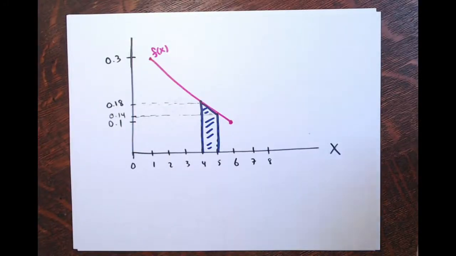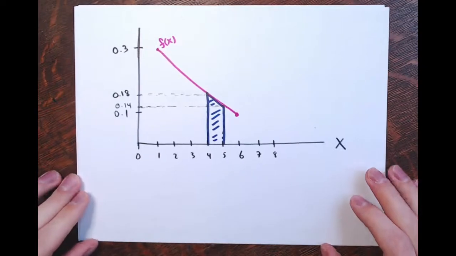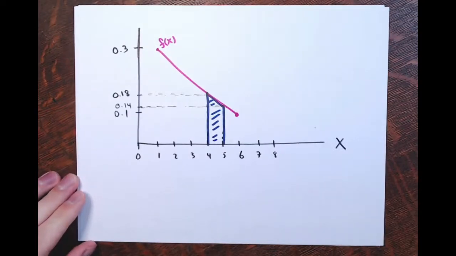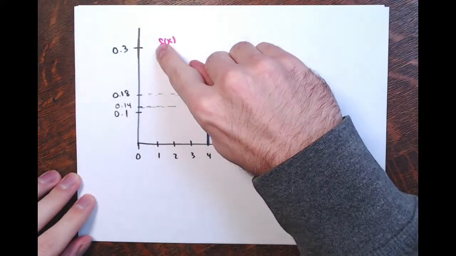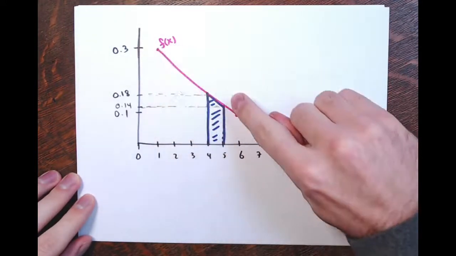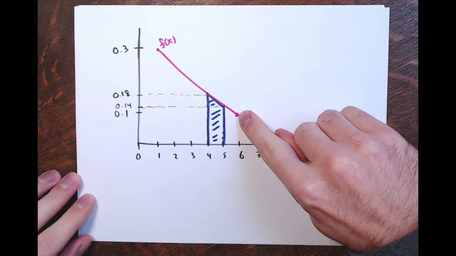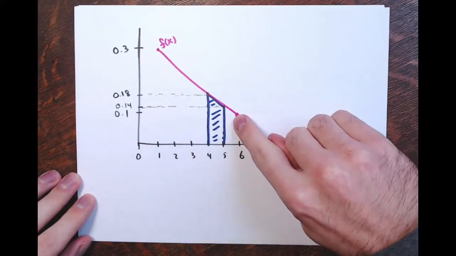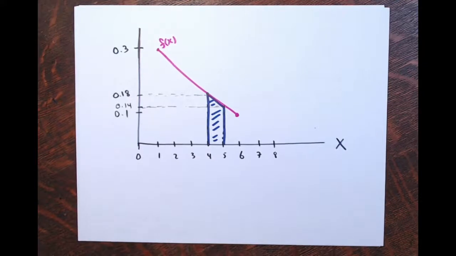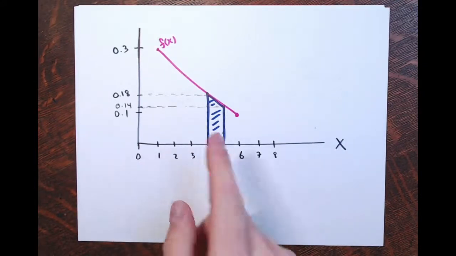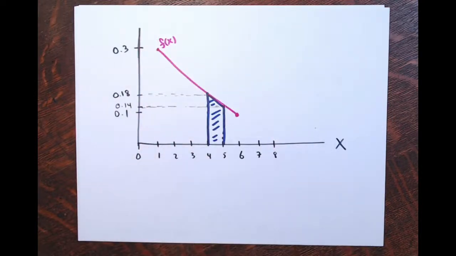Okay, so here's a rough hand drawing of what they had. You've got this curve that starts here at 1 with a height of 0.3, and ends here at 6 with a height of 0.1. The horizontal axis again represents possible values of x. It looks like the values of x only range from 1 to 6, right? That's what the curve is over.